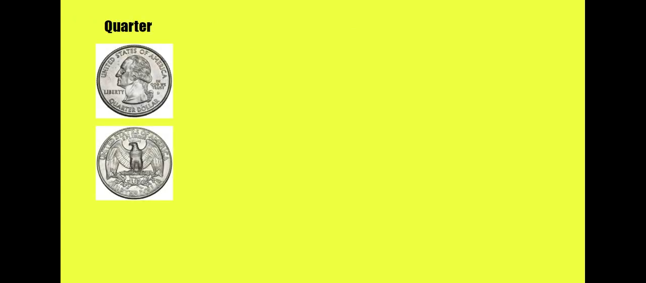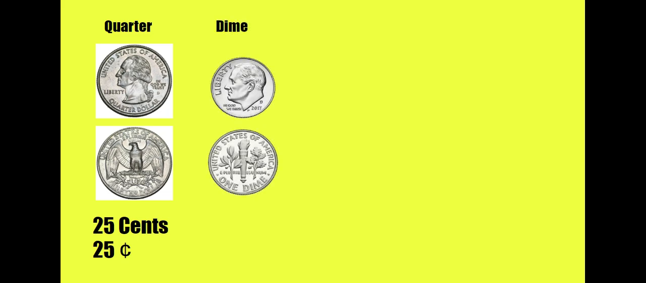Now we're going to review some coins, okay? The first coin we're going to review is called a quarter. It is worth 25 cents. Next is the dime. The dime is worth 10 cents. If I had 10 pennies, I would have the same amount of money as one dime.